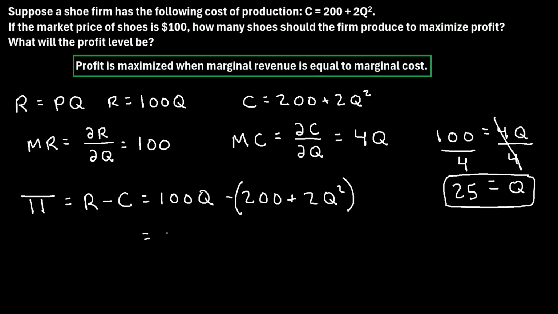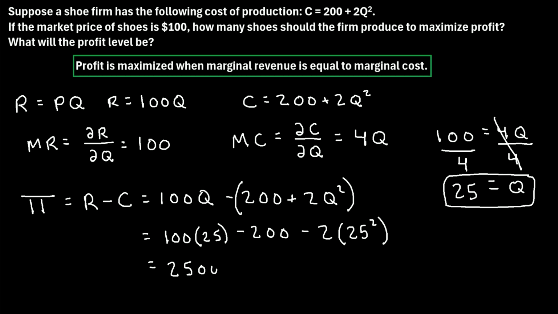So let's see what we get. Equals 100 times 25, minus 200, minus 2 times Q squared. So again, we're plugging in a 25 for Q. So we get 25 squared. So we get 100 times 25, that's 2,500, minus 200, minus 25 squared, that's 625. 625 times 2, that is 1,250. So our final answer is 2,500 minus 200 minus 1,250. That turns out to be 1,050. And we'll say dollars since we're talking about profit.